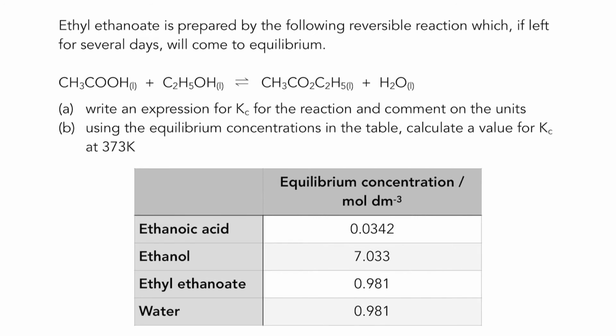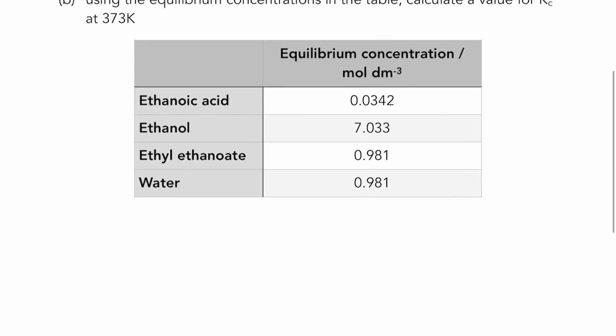Okay, so let's have a look at a couple of exam questions. This is a popular one, the reaction between ethanoic acid and ethanol to make the ester and water. Write an expression for Kc for the reaction and comment on the units, and then use the concentration in the tables to calculate a value for Kc at 373 Kelvin.